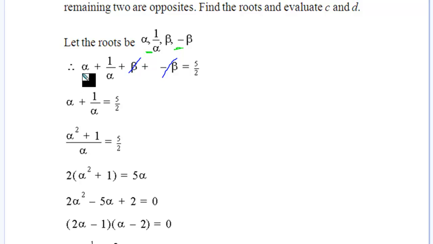So what happens? Let's work out our sum of the roots 1 at a time. Well, the betas are going to cancel. Gives us alpha plus 1 on alpha, and that's 5 on 2 because it's minus b on a. And so we're able to get a quadratic, and we work out that alpha simplifies down to a half or 2. Well, there's the reciprocal, so it doesn't matter which one you take as alpha. The other one's going to be the reciprocal there. So there's your 2 values, so there's 2 of the roots.